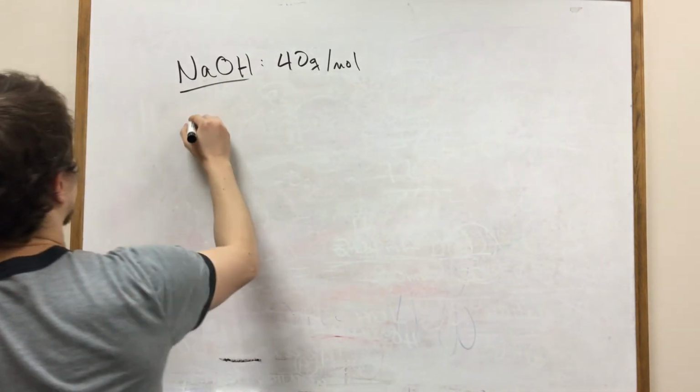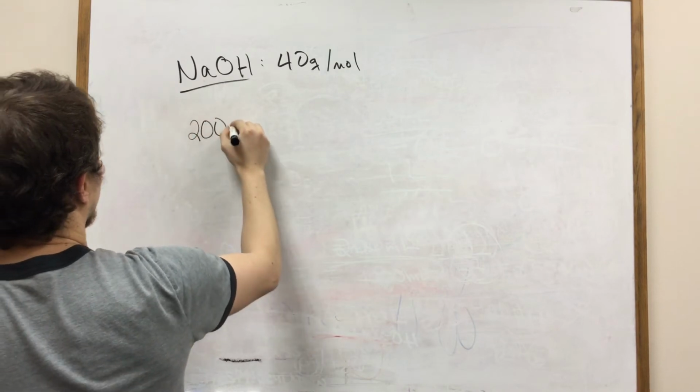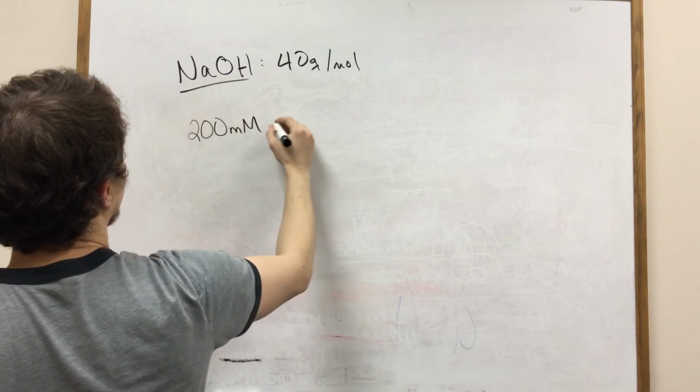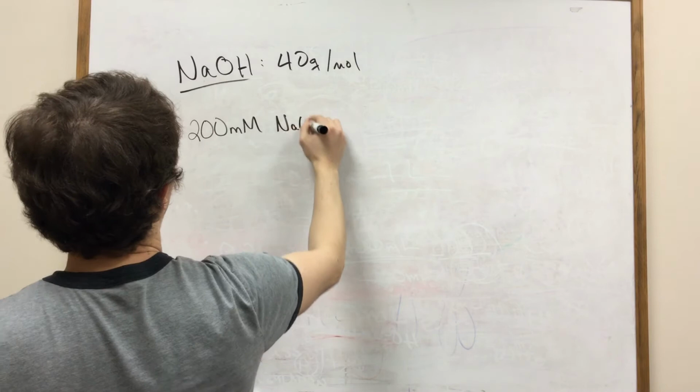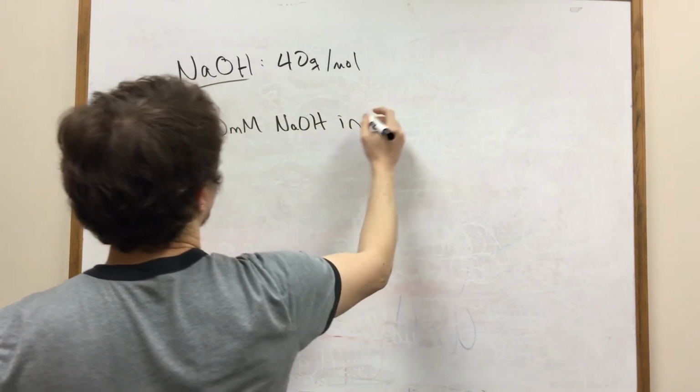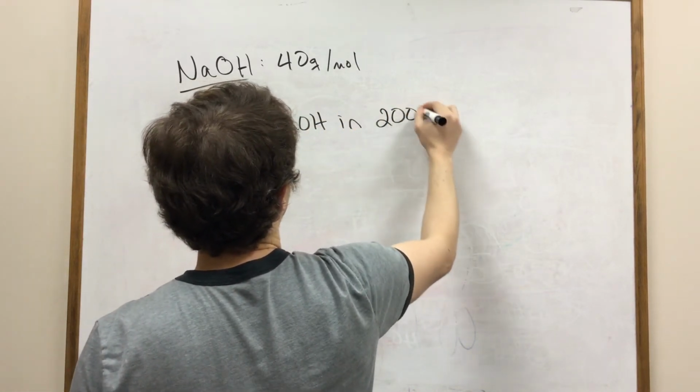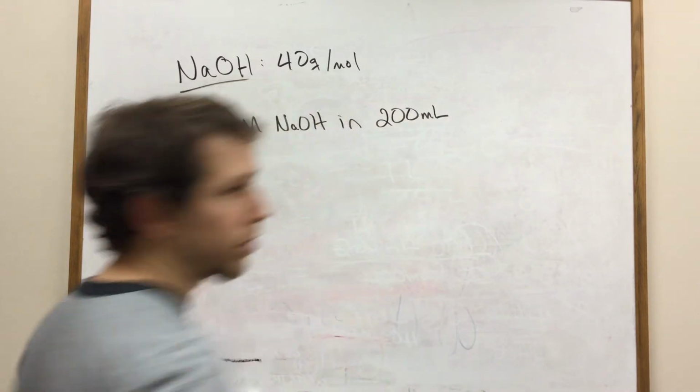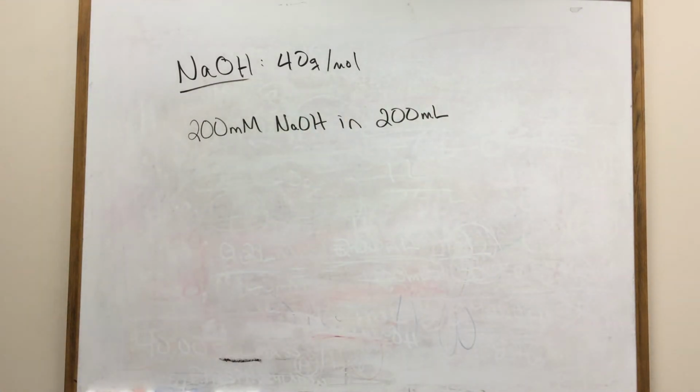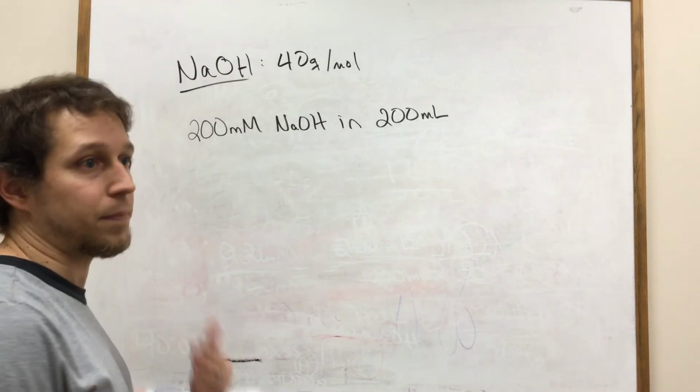So I want a 200 millimolar solution of sodium hydroxide in 200 milliliters of solution. Okay? So there's several different ways you can approach this. I like to take it step by step.